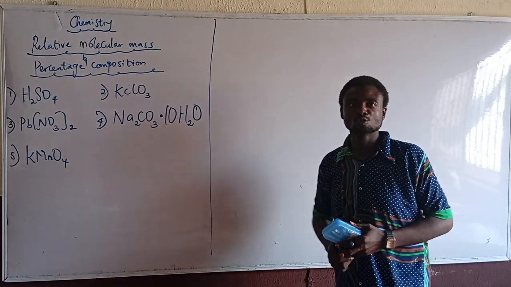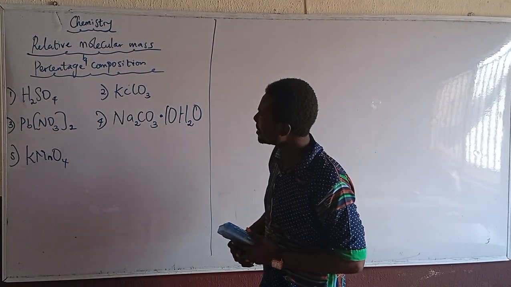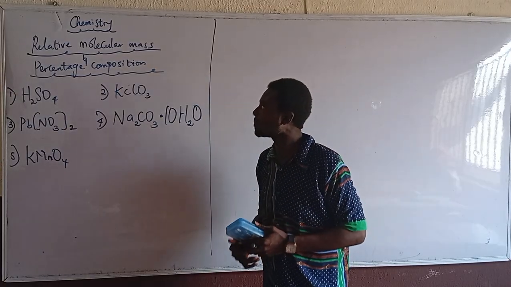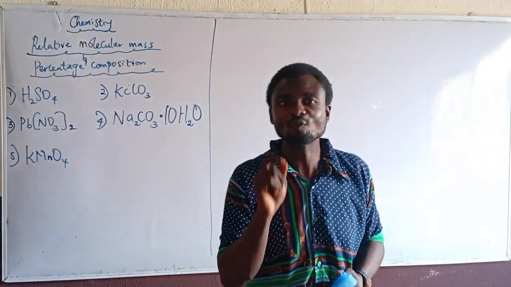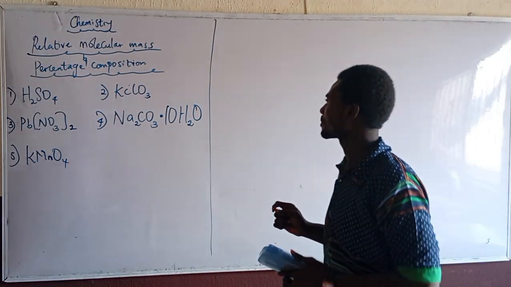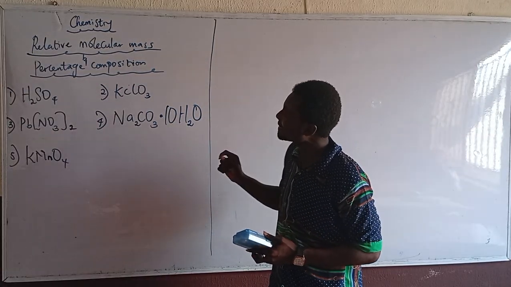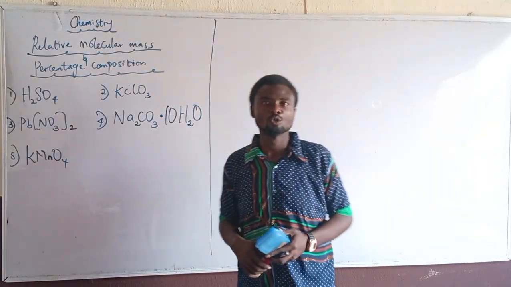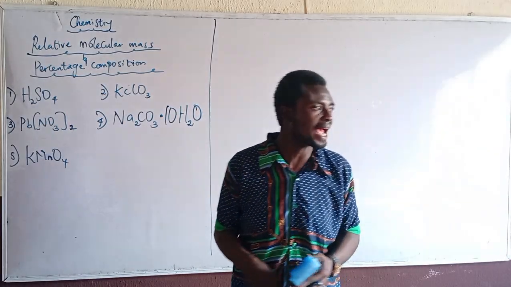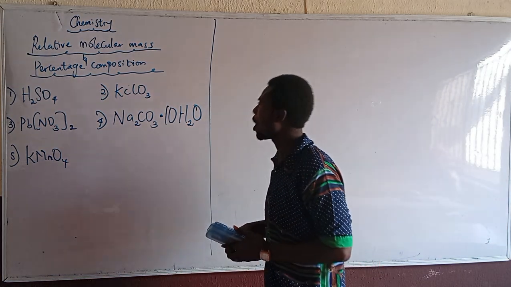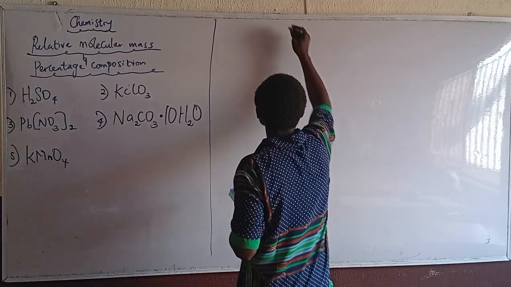So today we're looking at chemistry, how to calculate relative molecular mass and percentage composition of each element. So I'm going to calculate relative molecular mass and percentage composition. The first one I have is H2SO4, which is hydrogen tetraoxosulfate 6. So coming here, I have my solution.